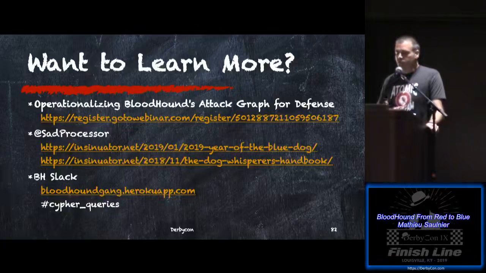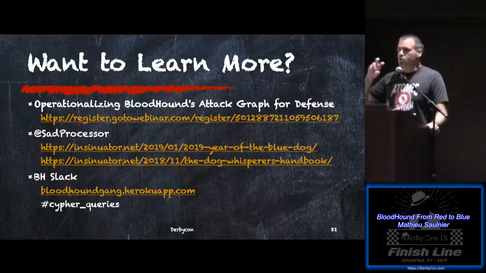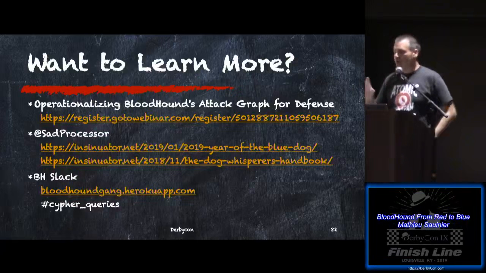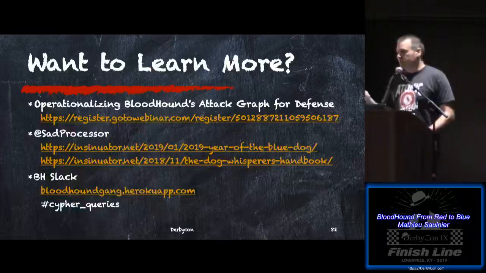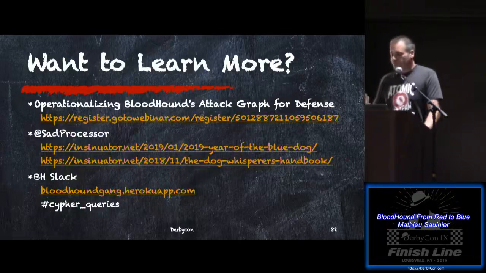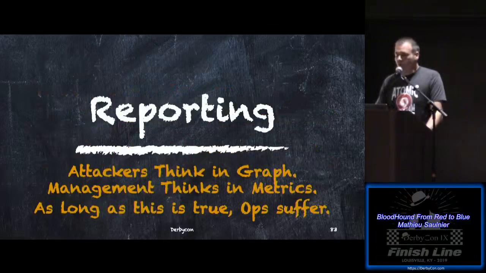If you want to learn more about BloodHound and how to use it as a defender, there was a good talk by the SpectreOps crew called Operationalizing BloodHound Attack Graph for Defense. This is the link. Sad Processor also did some research. In the first link, he explained how he whitelists nodes using some properties. And in the second link, it's actually some Cypher queries and Cypher training specifically for BloodHound. There's also obviously the BloodHound Slack, especially the Cypher query channel, where lots of people are active and will help you build your queries.